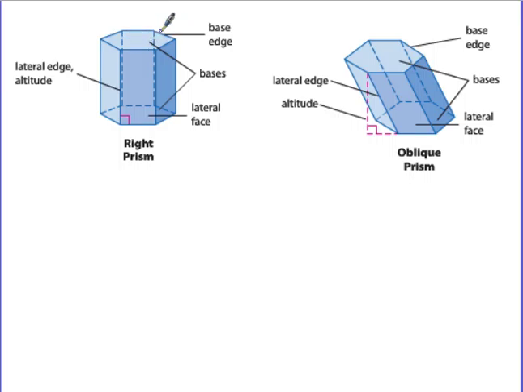The bases, of course, and the edge of the base would be called a base edge. And then there's a lateral face, that's the sides of it. The edges that form those rectangles that make up the lateral faces are called lateral edges. And the length of one of those lateral edges is also called the altitude or the height of the prism.